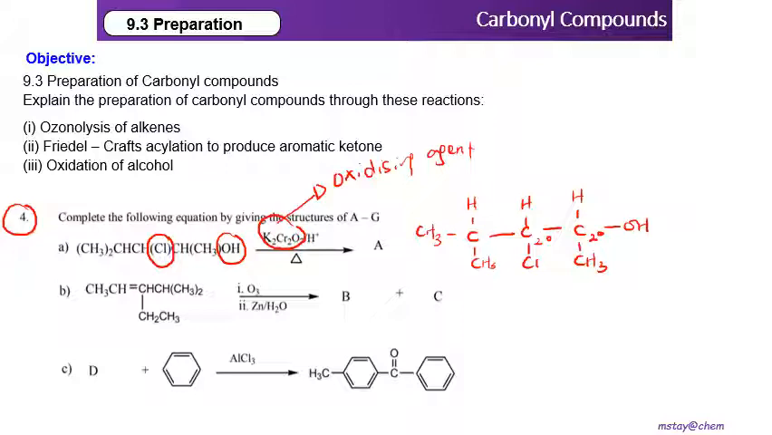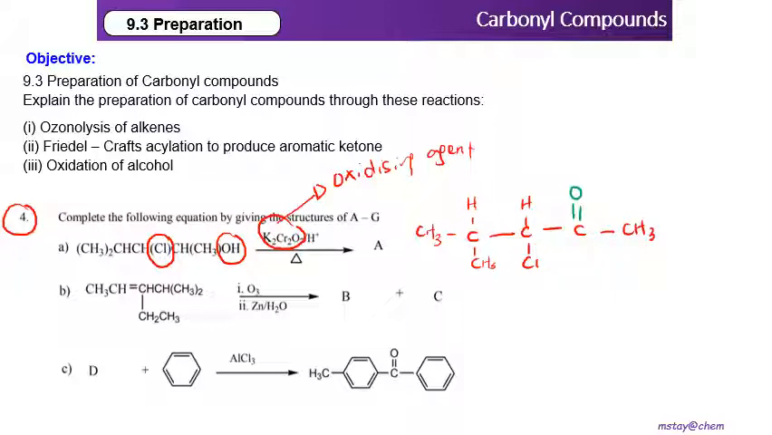So what will happen? We will remove the hydrogen, and then remove the H and OH, and basically we are going to form a double bond to O. So if I move this CH3 to the other side, you will be able to see, yes, this is the structure of the ketone.